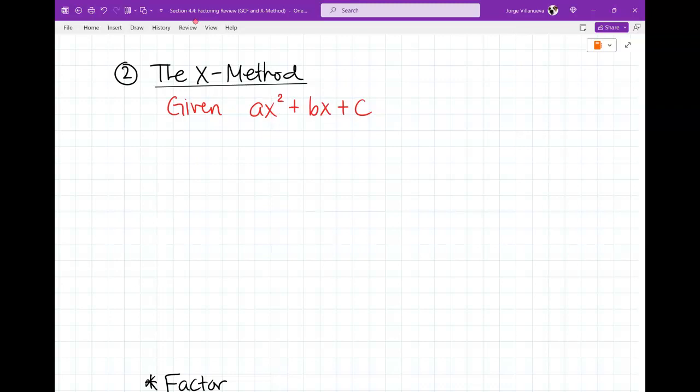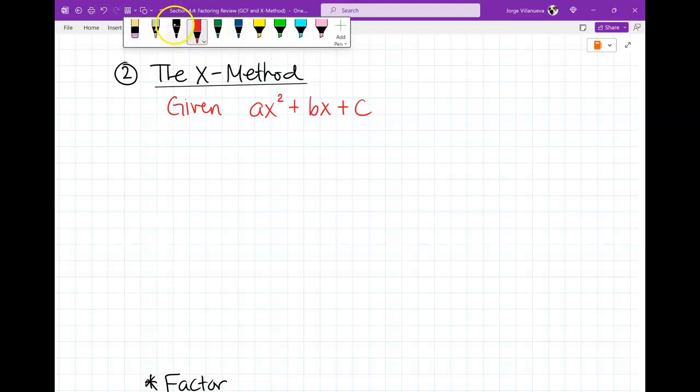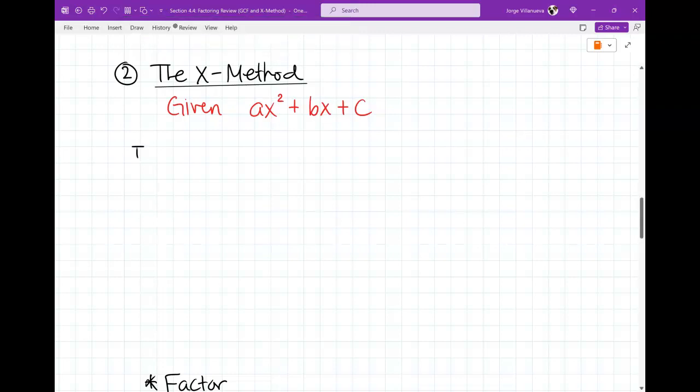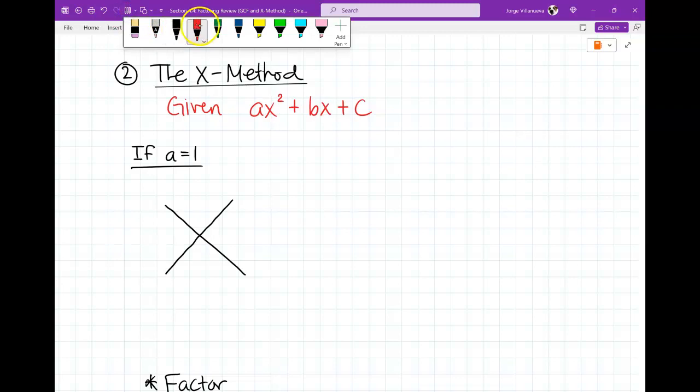And based on your A, your B, and your C terms, you're going to have to write out this X method. So, here's the first one. If A is equal to 1, this is what it looks like. A student once told me, oh, that's the butterfly method. I learned that before. So I'll show you what they're talking about.